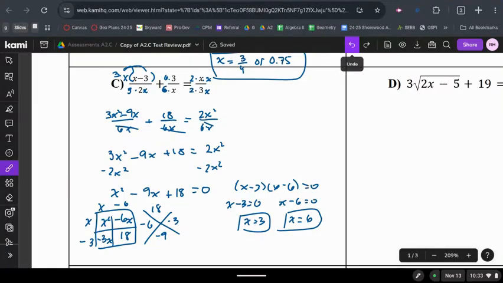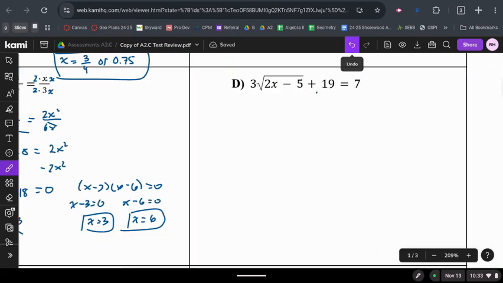And then next up, we've got the radical, so I need to subtract the 19 from both sides. Oopsies. And I get 3 times the square root of 2x minus 5 is equal to -12. Divide both sides by 3. And I get the square root of 2x minus 5 equal to -4.